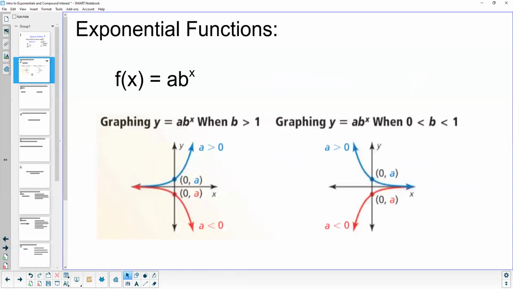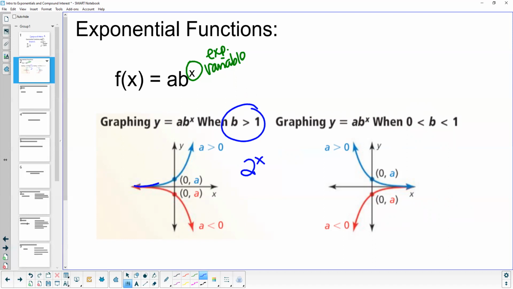Now, just as a review, exponential functions are written in this form. Typically, what considers something to be exponential is that the exponent is a variable. If it has a variable as an exponent, that is what makes it an exponential function. From there, you can see they have some interesting properties. So if we wanted to graph the function where b is bigger than 1, something like 2 to the power of x, you're going to see that it goes up when a is positive. If we had negative 2 to the power of x, it's going to go down, following that same pattern.